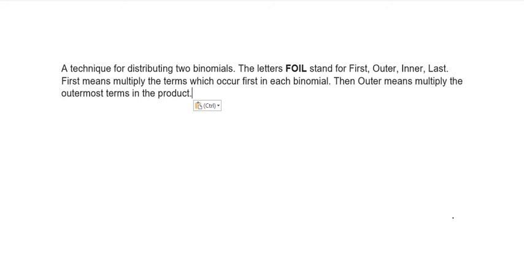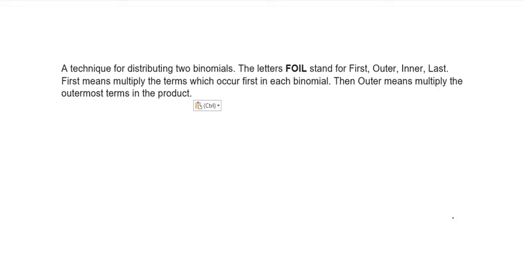Hello students, today I'm going to be teaching you how to use FOIL when coming across binomials in algebra. Now you may be asking me, sir, what is FOIL? Well, I'll tell you. FOIL is a technique for distributing two binomials.